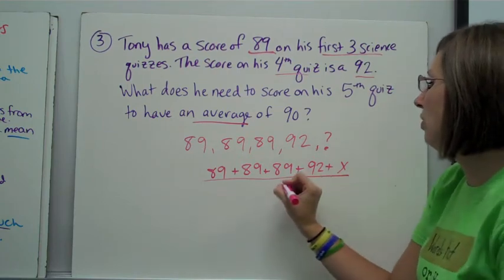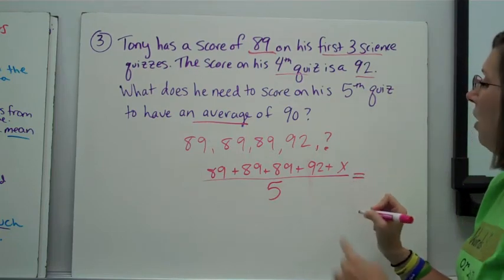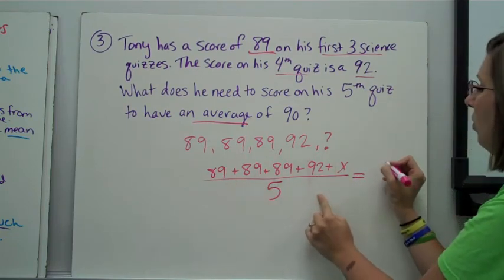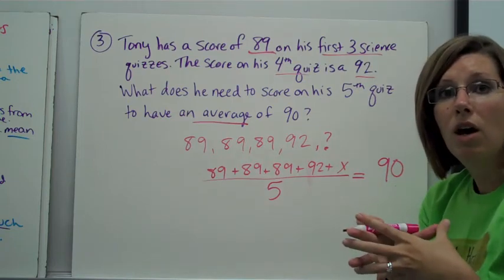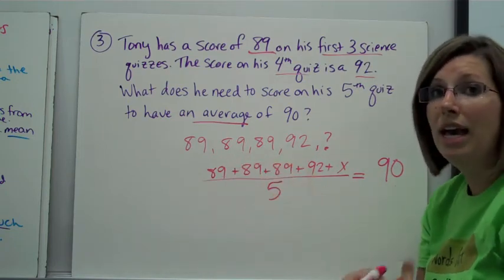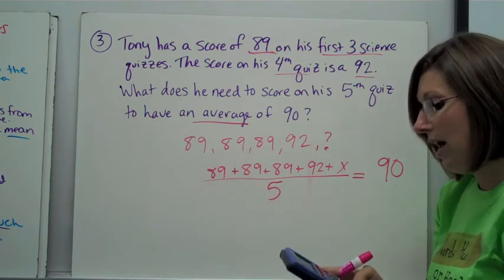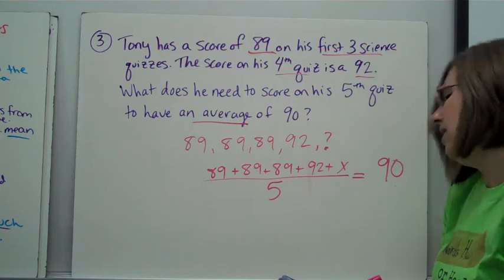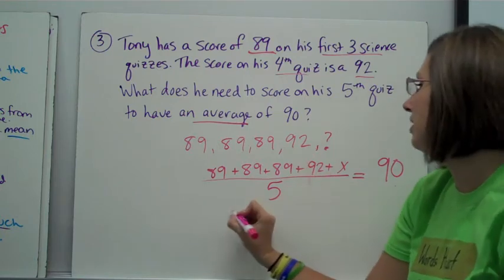In this set, there's going to be 5 pieces of data. I want all of that to equal 90. So now I'm going to simplify what I can control. I can literally in my calculator type 89 plus 89 plus 89 plus 92 and simplify that piece.